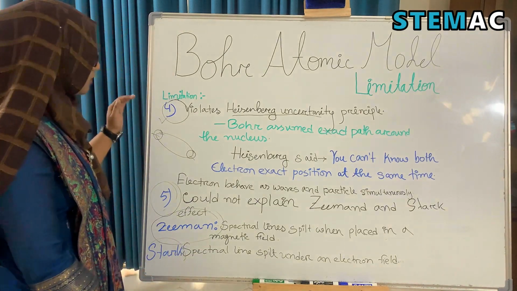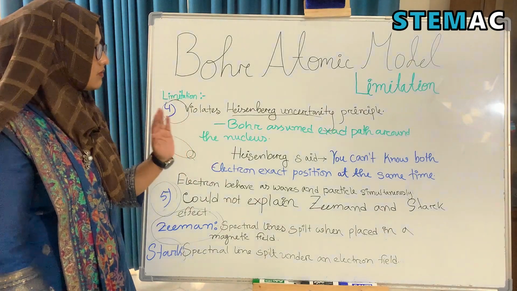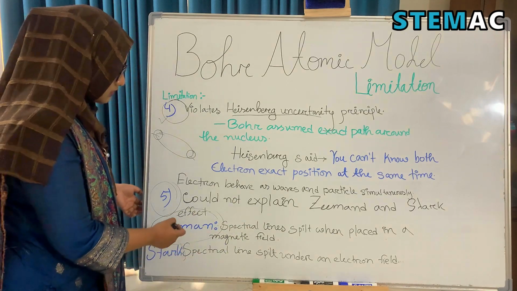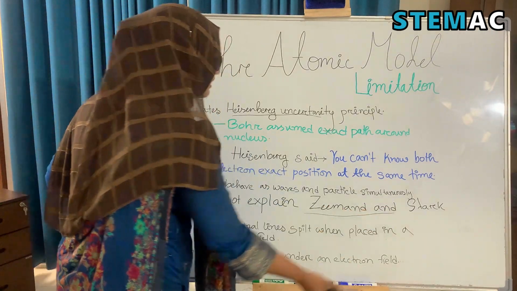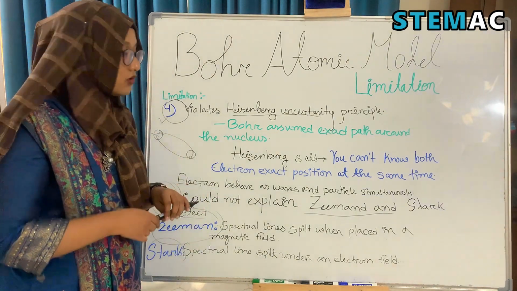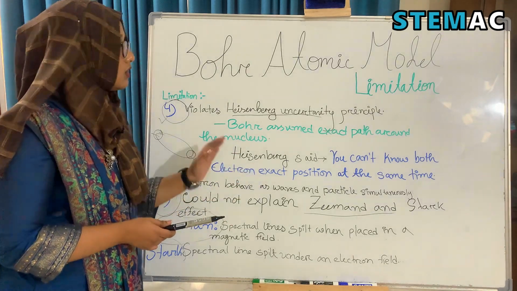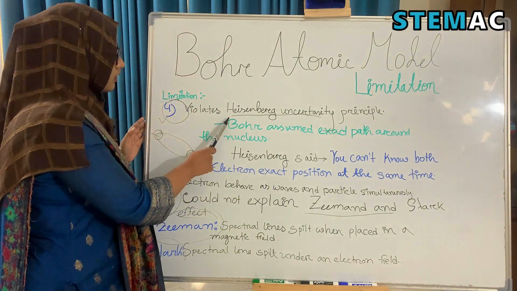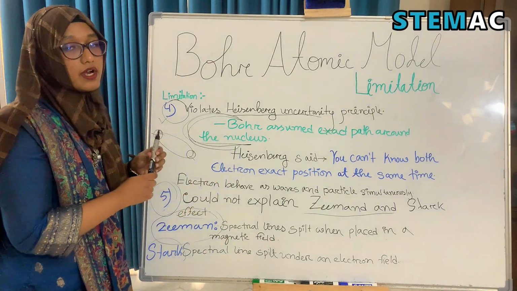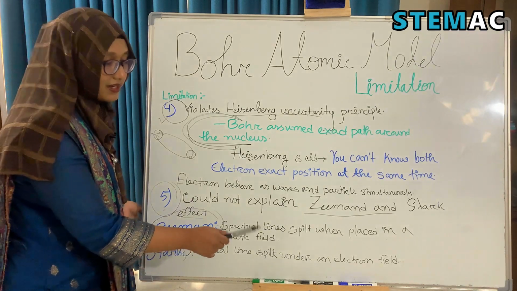So here are points four and five. Firstly, the Heisenberg uncertainty principle, and lastly he could not explain the Zeeman and Stark effects. Because Bohr could not explain the electron's position, the Bohr model could not explain why the electrons move as they do, and also the effects of magnetic and electric fields on electrons.